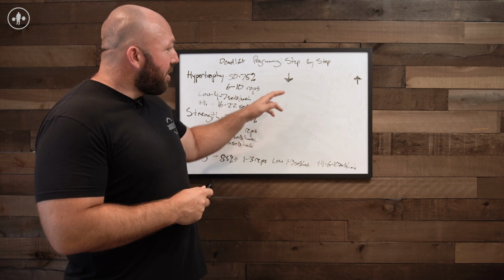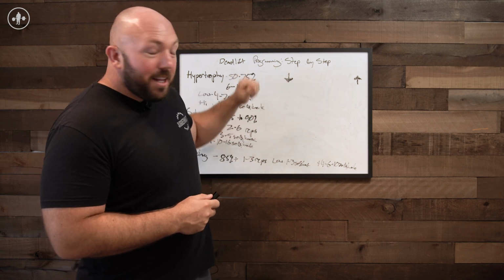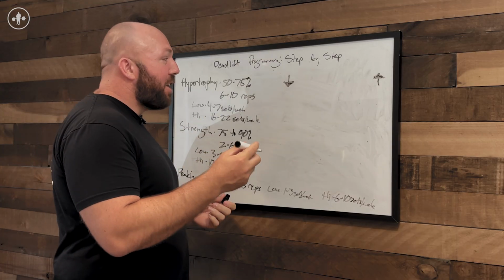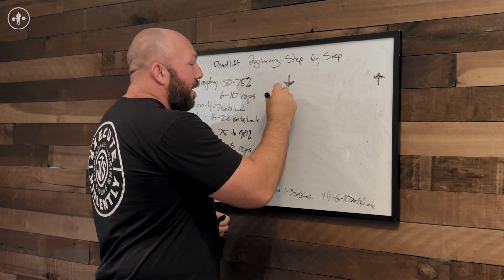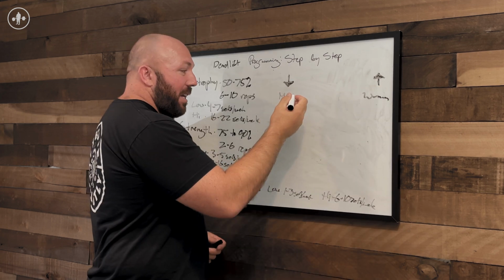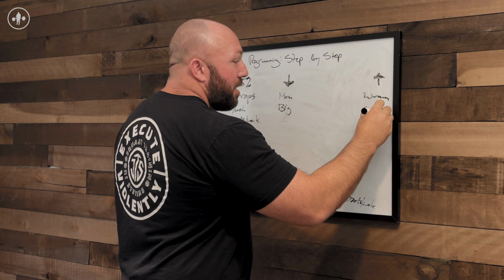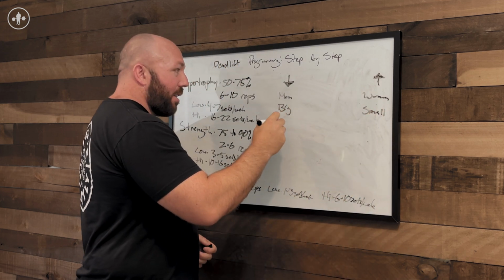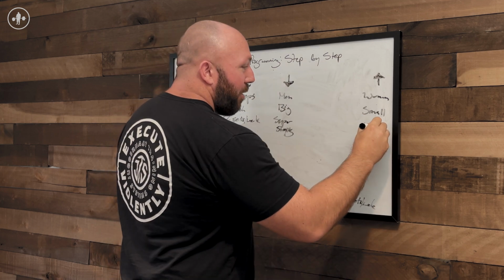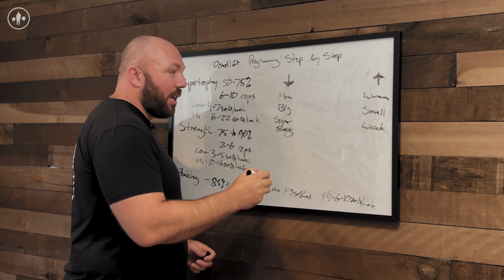So things to consider with this, for less volume and for more volume, are going to be gender. Men are going to get less volume than women. Size: big lifters less than small lifters. Strength: super strong lifters are going to get less volume than weaker lifters.